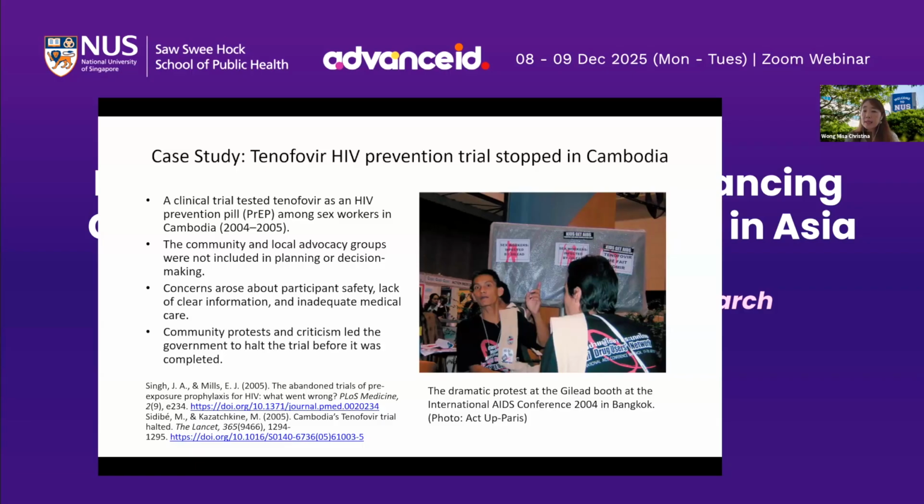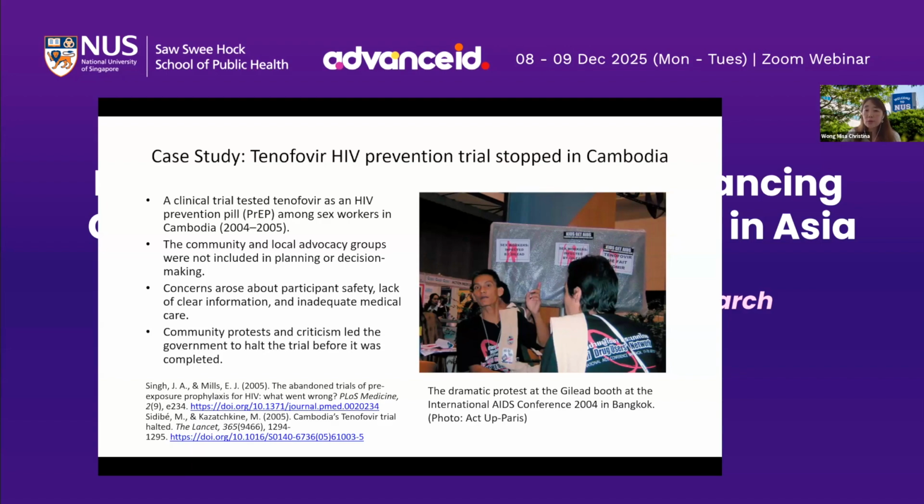Firstly, there were serious doubts about whether participants were properly informed about the risks, benefits, and their rights within the trial, issues with the informed consent process, and also there was a lack of clear, culturally appropriate communication that led to mistrust among the volunteers and the advocates.